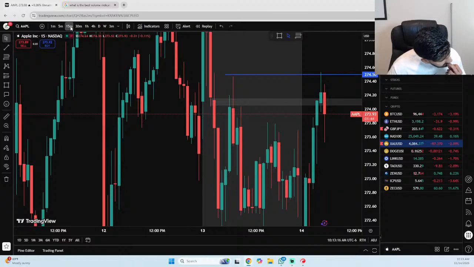Since I have these Fibonacci levels, I watch the price movement, and according to that I'll try to take profit at the 50 or 61. I won't wait until this resistance level. I see.